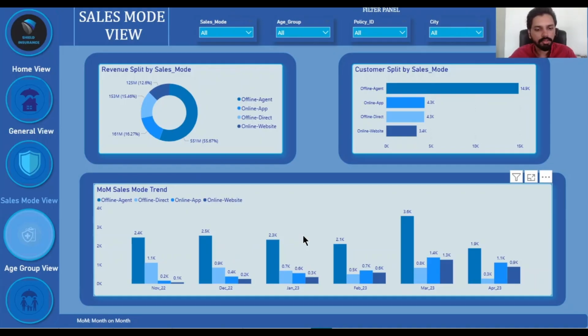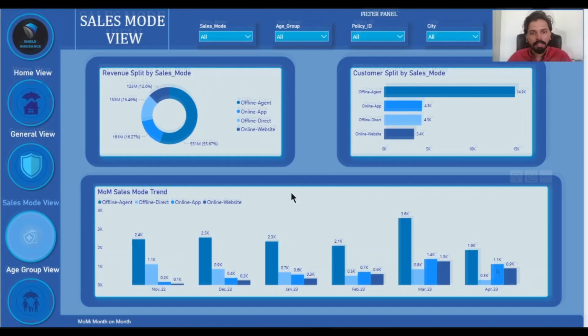So this was all about the sales mode, and with this we can conclude that the offline agent is the highest revenue generator, and most customers prefer the offline agent. So the company should focus on this sales mode. And now let's go to the last view, that is the age group view.